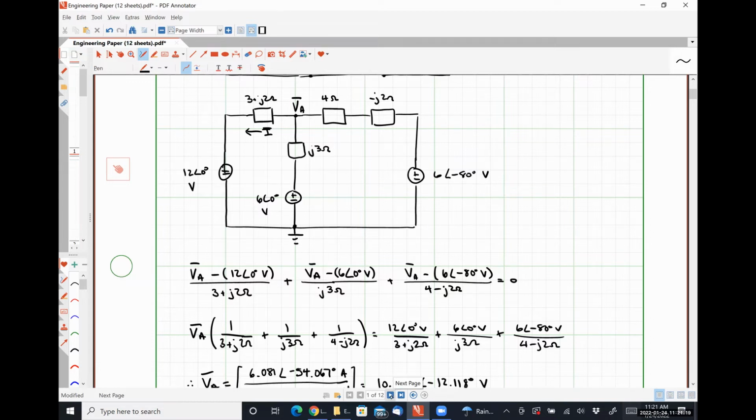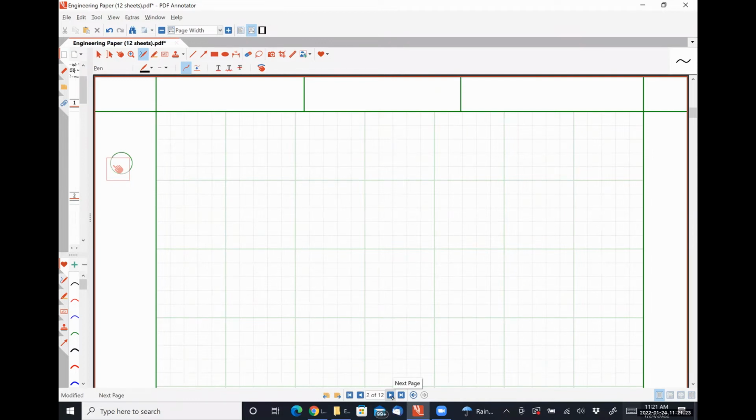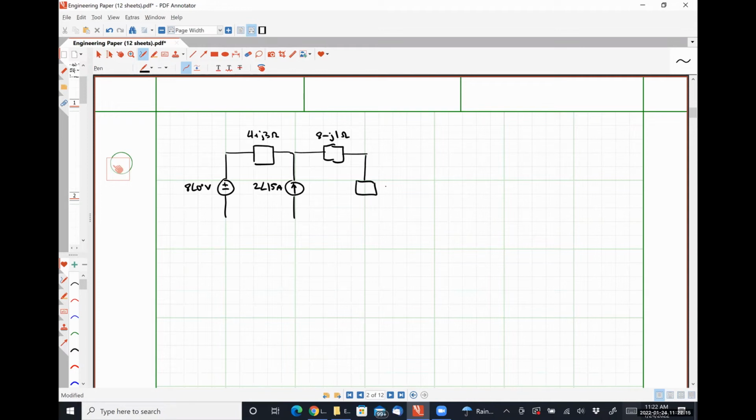All right. Let's do something else. So let's say that we have an 8 angle 0 degrees volt source, a 4 plus j3 ohm impedance, a 2 angle 15 degrees amp source, an 8 minus j1 ohm impedance, and a 2 plus j9 ohm impedance over here.